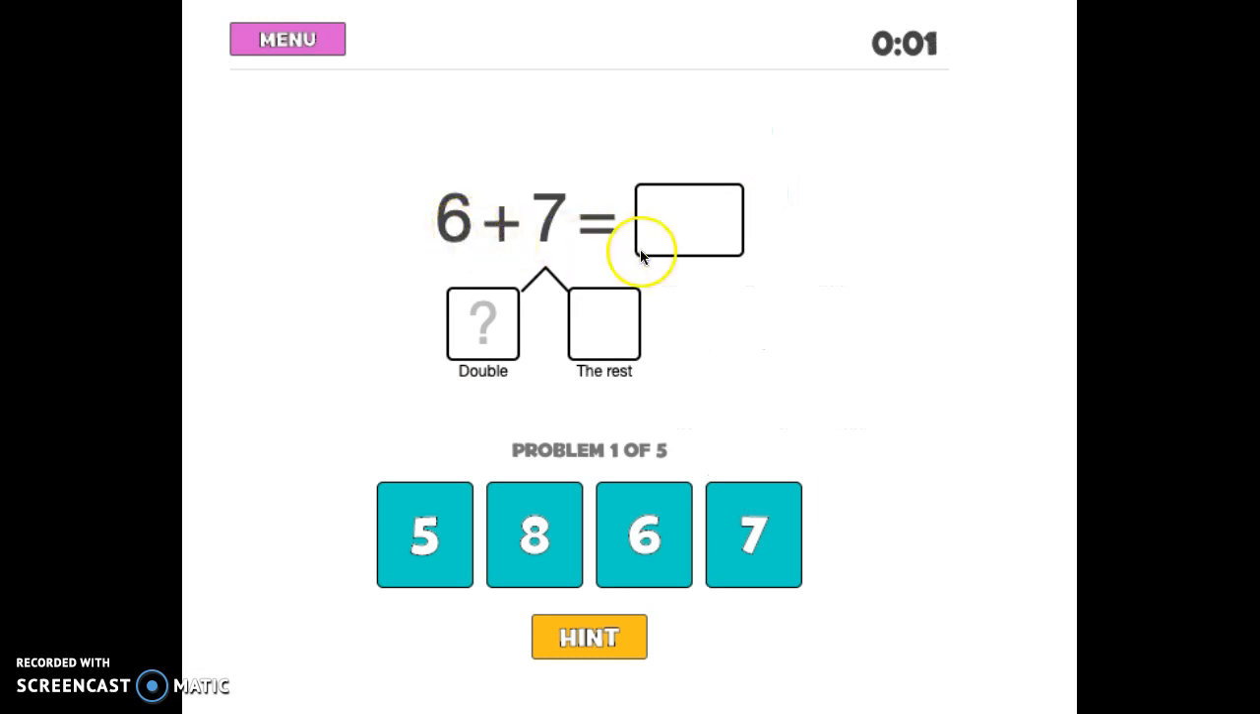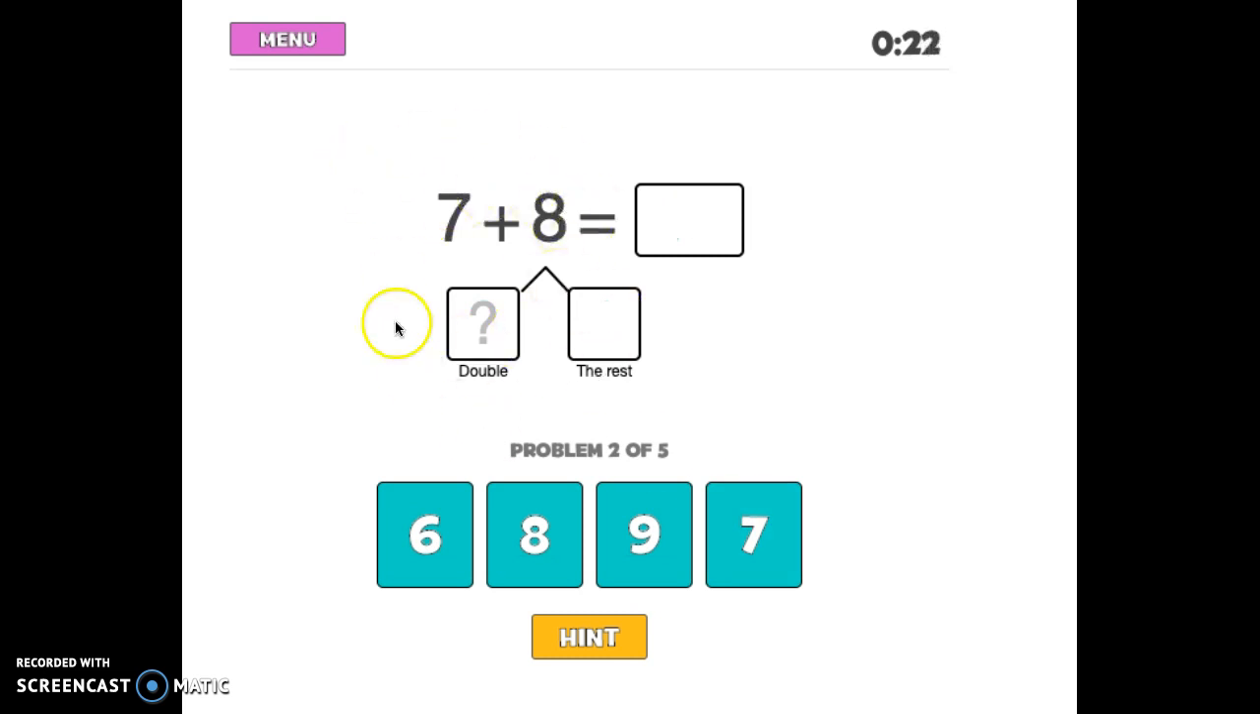So when looking at 6 plus 7, you want to look at what is the double that's easy here, and that would be looking at the smaller number, so 6 plus 6. Now, when breaking apart 7, we know 6 plus 1 equals 7. And so, to solve the answer, 6 plus 6 equals 12, plus 1 more is 13.